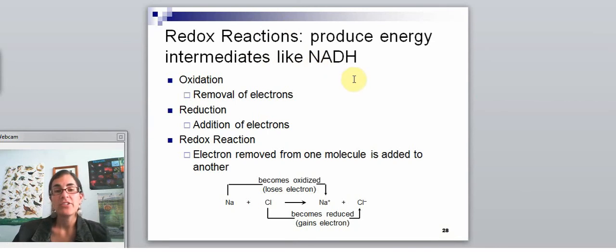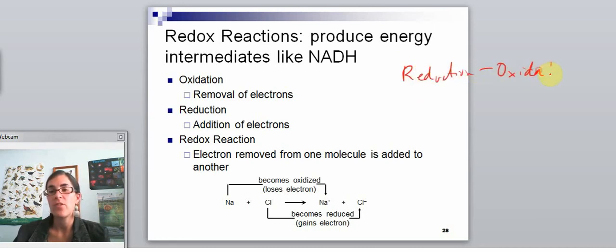NADH is the other energy intermediate, and it's made in a very different way. It's made through a group of reactions called redox reactions. Redox stands for reduction, oxidation. So they always go together. If there's a reduction, there's an oxidation. So that's where redox comes from. An oxidation is when electrons are removed, and those electrons must go somewhere, and that's the reduction part.